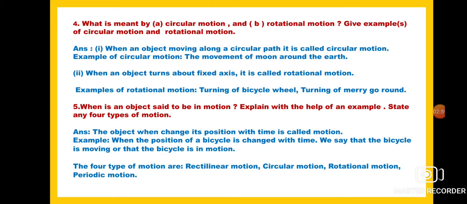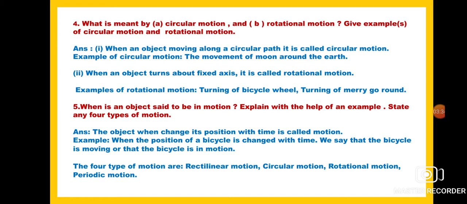Next, what is meant by circular motion and rotational motion? Give examples. What is circular motion? When an object is moving along a circular path, it is called circular motion. For example, the movement of the moon around the earth, the revolution of the earth around the sun, or a girl sitting in a merry-go-round, she or he is exhibiting circular motion. Understood? The blades of a fan are also exhibiting circular motion.